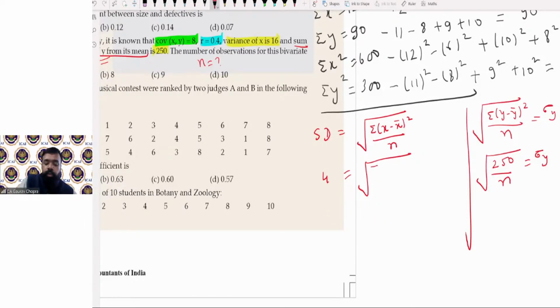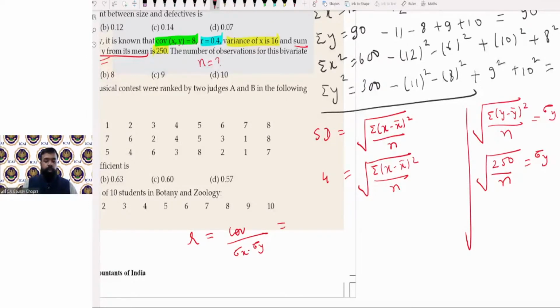Okay. So sigma (x minus x bar) whole square upon n, these two values we have substituted. Then what else is available? r, the correlation, is available. So there is one formula for r: covariance upon sigma x into sigma y. This is the formula.